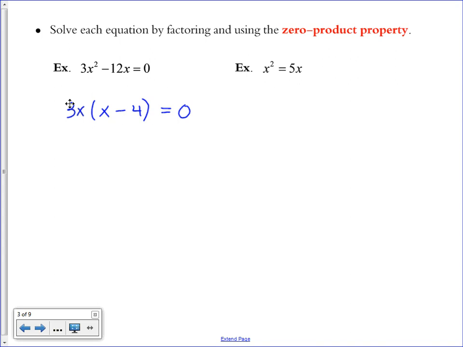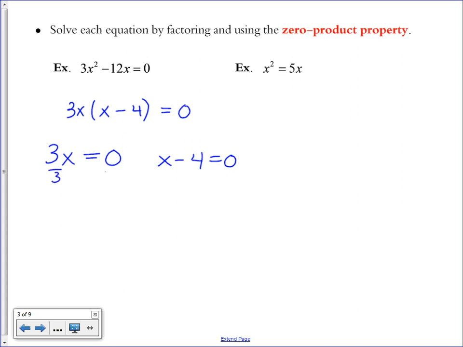It says that if you have a product and it equals 0, one of the two factors or both of the factors must equal 0. So we want to set both of our factors equal to 0. And these are linear equations that we can solve, right? So either 3x equals 0 or x minus 4 equals 0. And we solve these two linear equations using just the operations: adding, subtracting, multiplying, dividing.